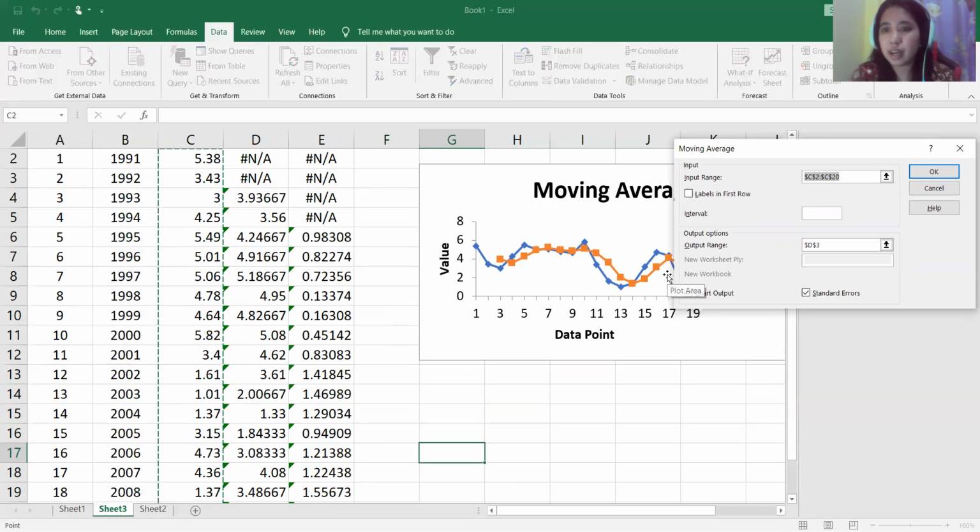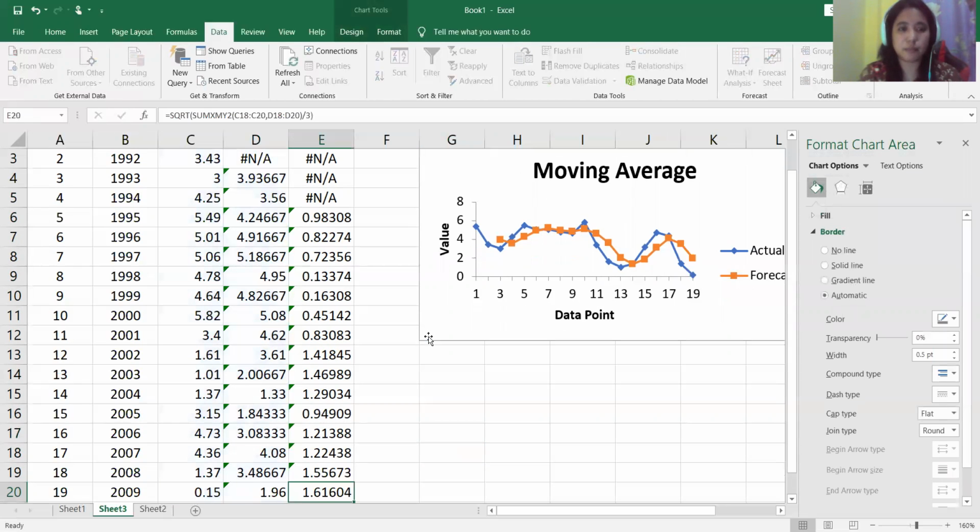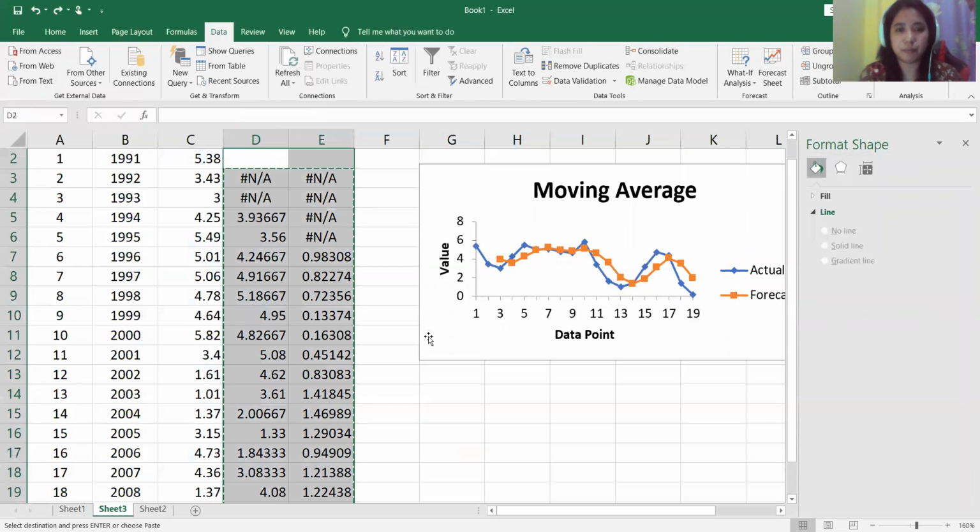As set in our data analysis, we did not place anything in the interval. This is where you can indicate whether you are going to add the 3 previous numbers, or the 4 previous numbers, or the 5 previous numbers, and so on and so forth. You can indicate it here. Just to show you, let us do that again.